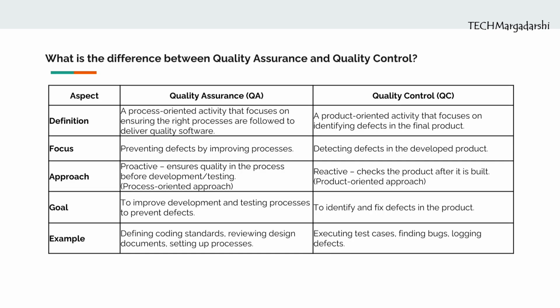What is the difference between quality assurance and quality control? Let us now understand the difference between quality assurance and quality control in software testing. Quality assurance, or QA, is a process-oriented approach.